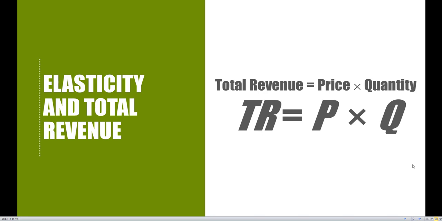Price elasticity of demand actually plays a pretty huge role in firm strategy. So what should a firm do if it's selling an elastic good? What should it do if it's selling an inelastic good or a unitary elastic good? This is what we're going to be talking about within this particular section.